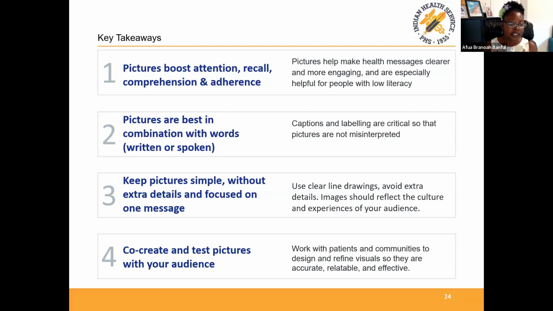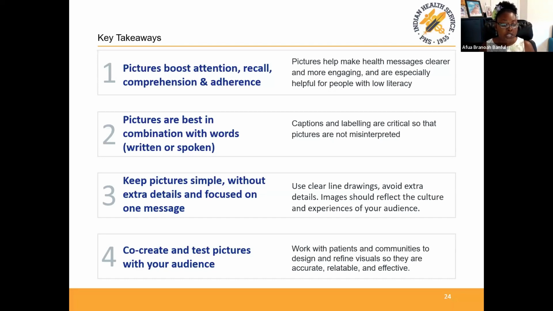And pictures are best in combination with words, whether written or spoken. You need to have captions, you need to have labeling so that the pictures are not misinterpreted, right? Keep it simple. Keeping pictures simple, without extra details, focused on one message. That is what works. And the pictures need to be related. We're not putting in pictures merely to capture attention. They need to be related to the message.